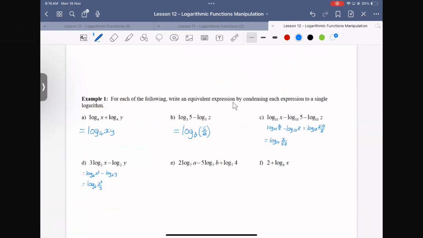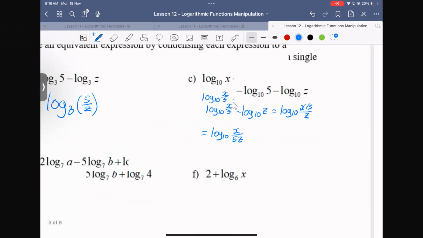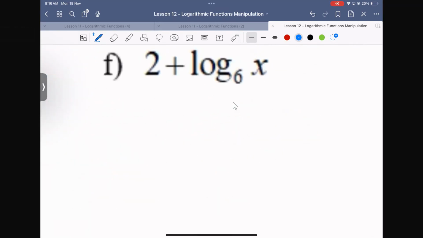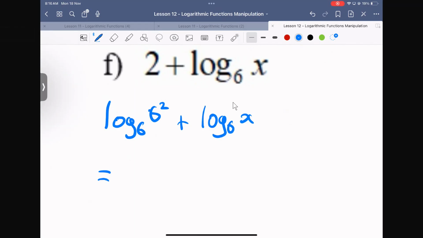All right, I think we'll skip on that one. Let me just do this last one. How do we do this one? So 2 is equal to log base 2 of 6 squared. I'll just add in the 6 squared so you see where it's coming from. And then we're going to get 36x. Okay, great.